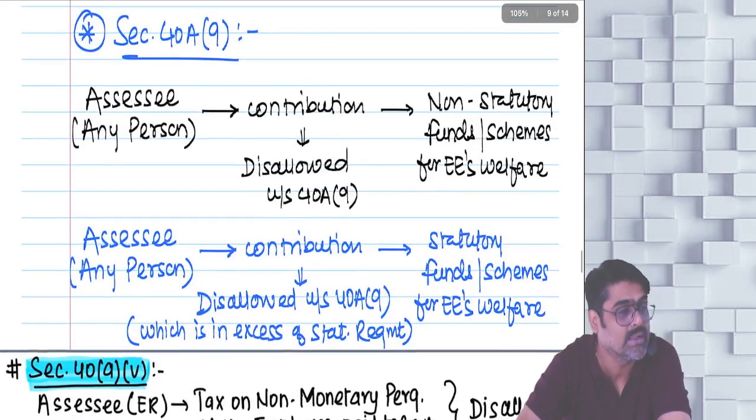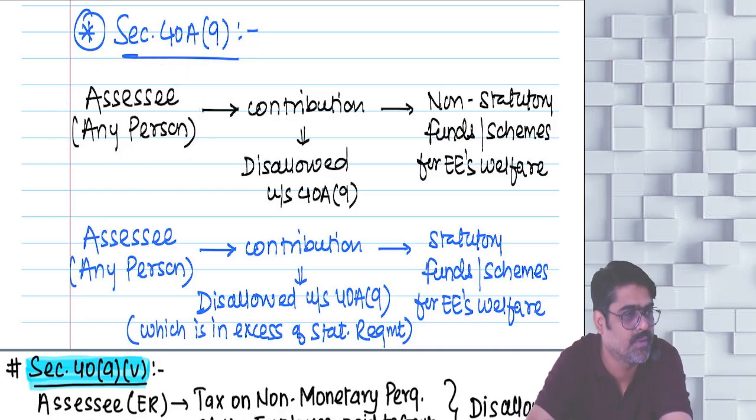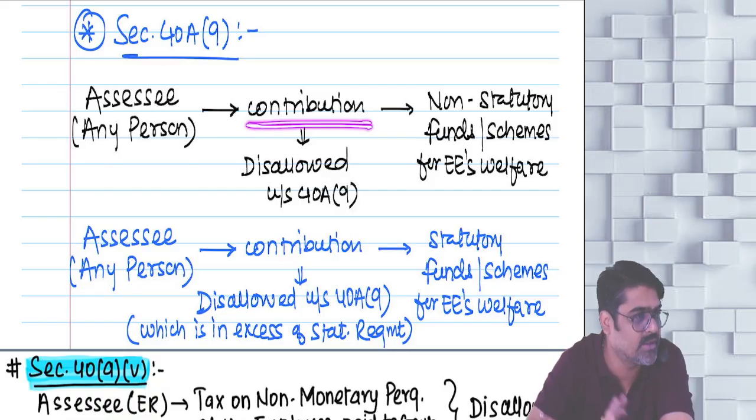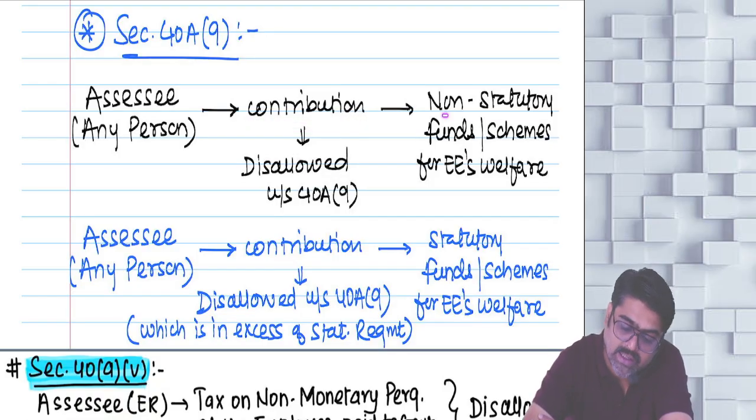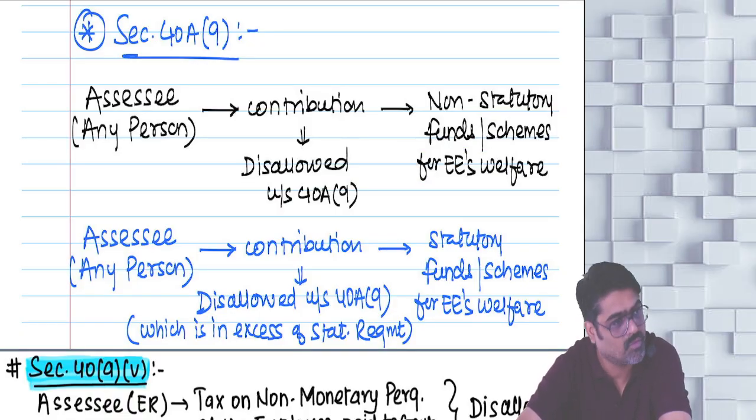Now let's go to the next section, 40A subsection 9. What is this 40A(9)? This says that if you are an assessee making any contribution in this year to any non-statutory fund or scheme of your employees, so you have created a fund or a scheme for your employees. Was it statutorily required? No. There was no legal requirement on you to create such a fund for your employees.